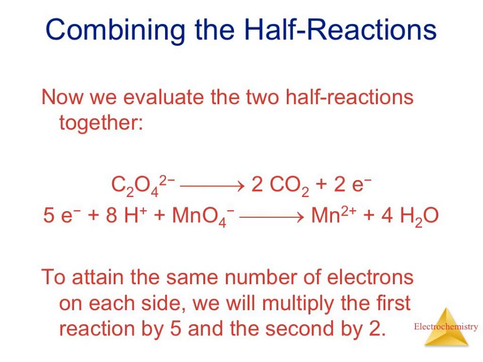Okay, so what we have to do is kind of like a least common multiple thing. Okay, so we're going to multiply this top equation by 5, multiply the bottom one by 2. When we do that, we'll have 10 electrons being lost in the first one, 10 electrons being gained in the second one, because those electrons have to go somewhere. So the number of electrons being lost in the first one has to equal the number of electrons being gained in the second reaction. Okay?